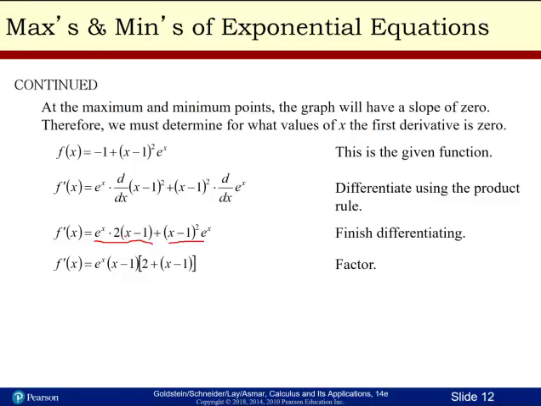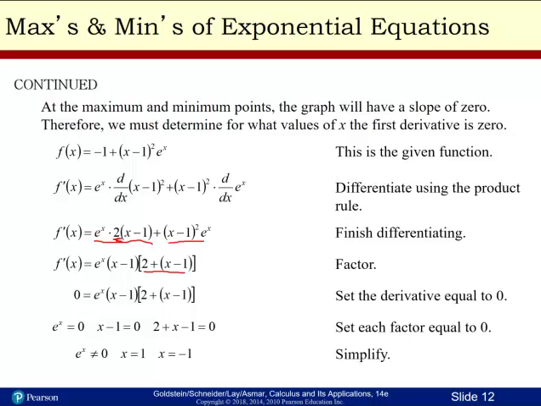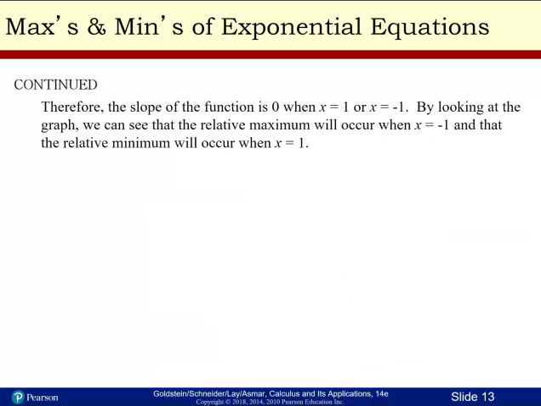When I factor that out, what's left in this first term is just a 2. When I factor it out here, I'm going to have one of those x minus 1s left. I'll simplify this just to make it look a little better. Set it equal to 0, and then I'll get that while e to the x can't be 0, x is either equal to 1 or negative 1. All right, so now we've got another step to do. The slope of the function is 0 when x is 1 or when x is negative 1.